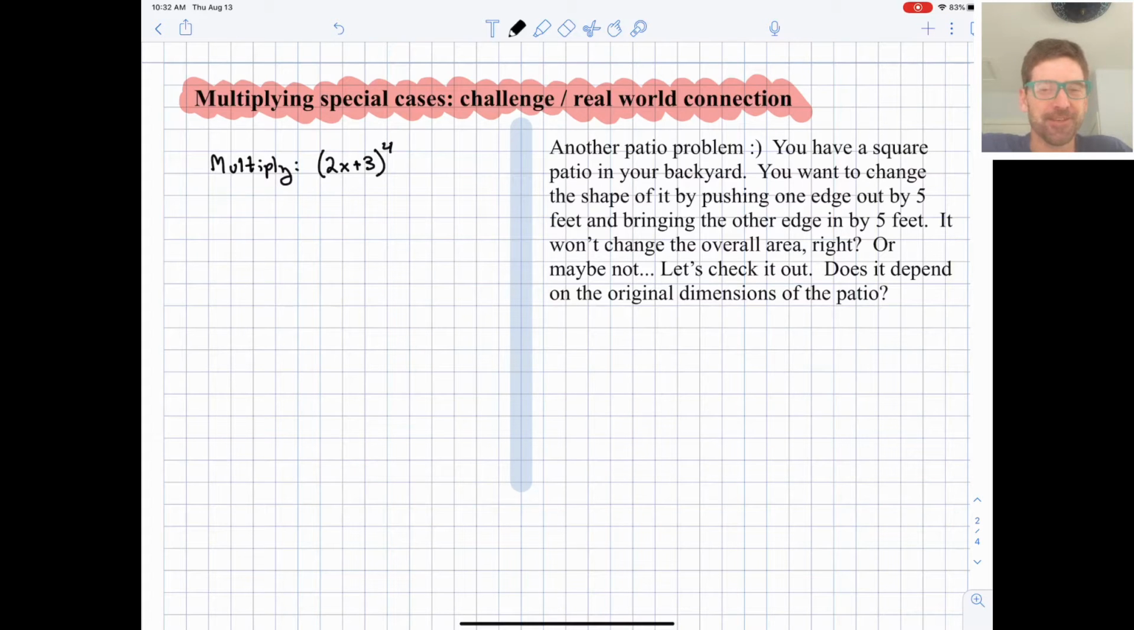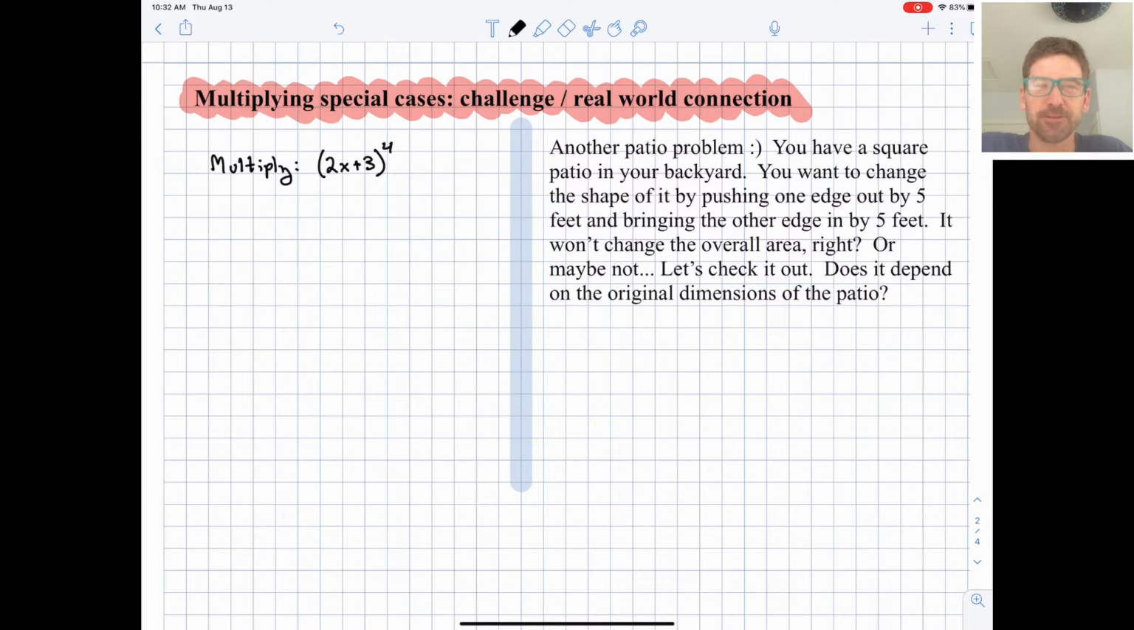All right, this video will cover a challenge and a real-world connection in our work with multiplying special cases, basically multiplying binomials and looking at some special cases there. So I encourage you to pause this video, try these on your own, see how you did, and then follow along and check back in.